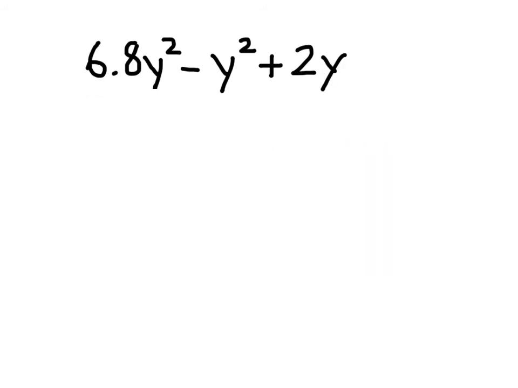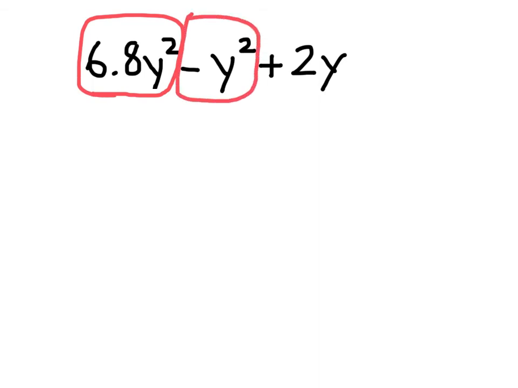Okay, here's another expression. Let's simplify it. Let's identify our like terms. So here I have 6.8y squared, and then I have a minus y squared. That's an invisible 1. Minus 1y squared. Notice that the 2y is not a like term because it doesn't have the same power. It has y to the first power, not y to the second power.